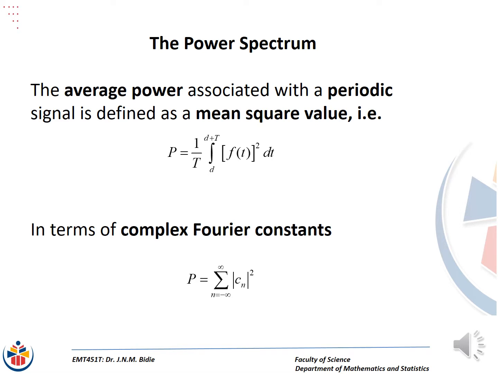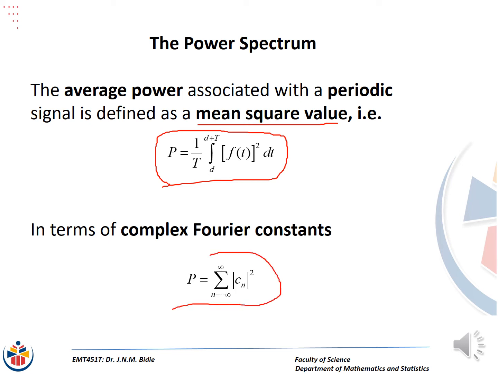Then we go to the power spectrum. The average power associated with a periodic signal is defined by the mean square value, and we take the left-hand side of Parseval's theorem if you have been given the signal itself. But if you've been given the Fourier constants, then we can use the right-hand side.